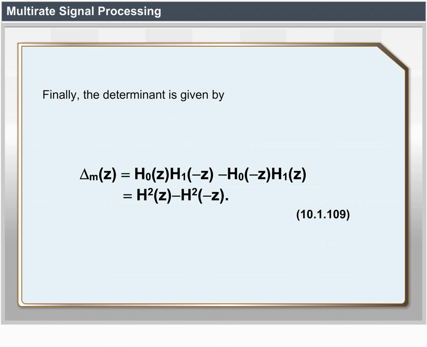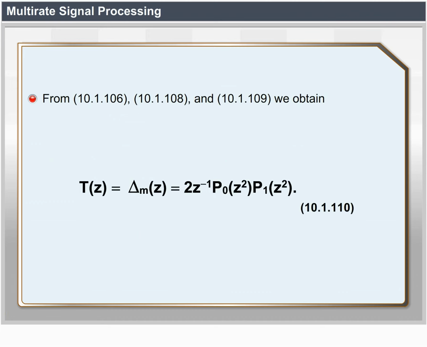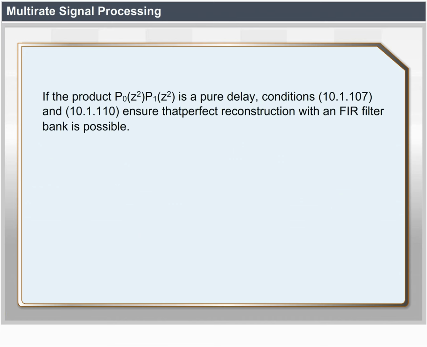From 10.1.106, 10.1.108 and 10.1.109, we obtain T of z equal to delta m of z equal to 2 z power minus 1 into P0 of z squared into P1 of z squared, called equation number 10.1.110. If the product P0 of z squared, P1 of z squared is a pure delay, conditions 10.1.107 and 10.1.110 ensure that perfect reconstruction with an FIR filter bank is possible.